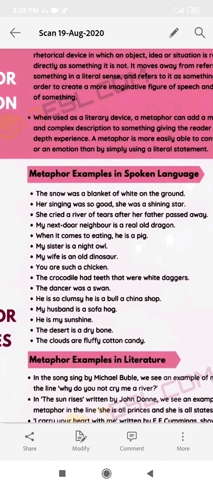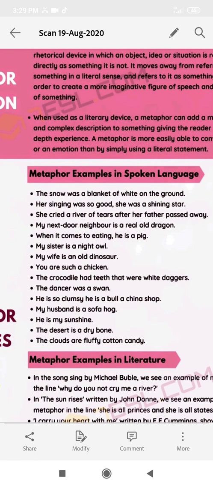Okay, the next example. When it comes to eating, he is a pig. He is a pig. એ pig છે. એ શું છે? pig છે. See, strong comparison. pig જેવો નથી, pig જ છે. Okay, so it is metaphor figure of speech. My sister is a night owl. મારી સિસ્ટર જે છે એ નાઇટ આઉલ છે. નાઇટ આઉલ જ છે. બરોબર, નાઇટ આઉલ જેવી નથી પણ નાઇટ આઉલ જ છે. સ્ટ્રોંગ કમ્પેરિઝન બિટવીન ટુ થિંગ્સ વિધાઉટ ધ વર્ડ like ઓર as. ઓકે, so it is metaphor.